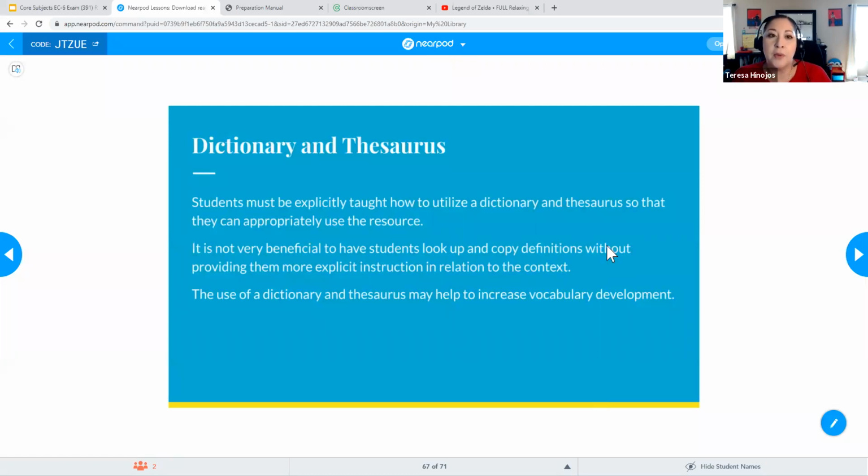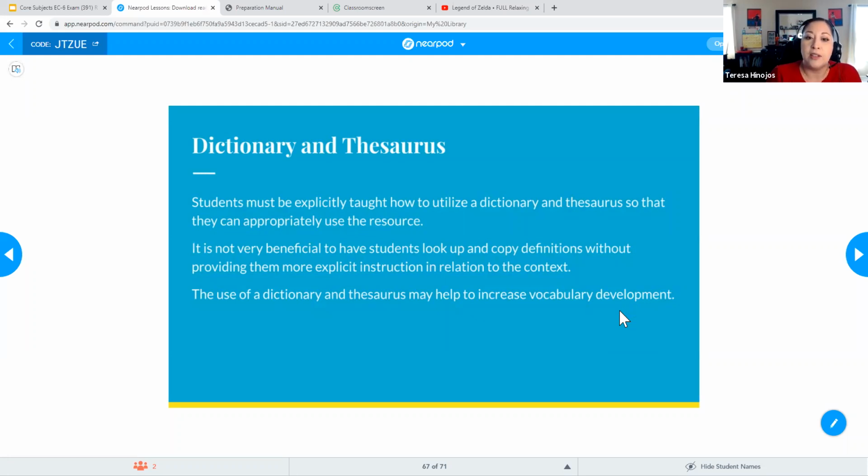Okay, and so as I mentioned earlier, we were going to talk about the dictionary and the thesaurus. When it comes to vocabulary, it shouldn't just be used as a way for students to look up the words that they don't understand. We need to make sure that we're explicitly teaching the vocabulary, but you still should be teaching students how to use a dictionary and a thesaurus. So you want to explicitly teach them how to utilize it so that they can appropriately use the resource, because in their future, there is going to be a time when they have to look up a word that they don't know. But when it comes to these lower grade levels, we want to make sure that we are explicitly teaching that vocabulary.